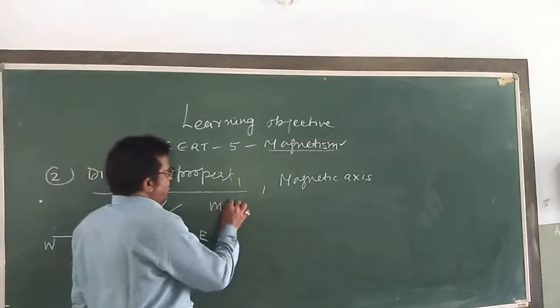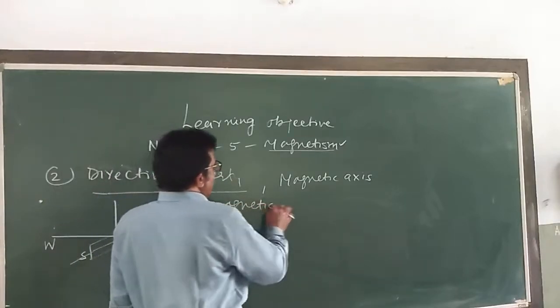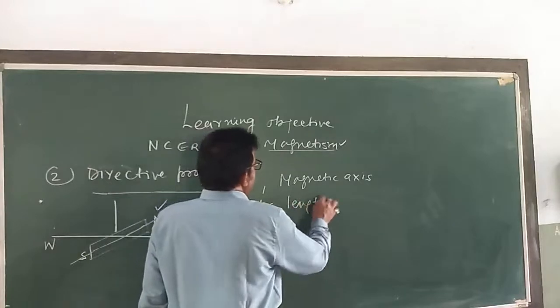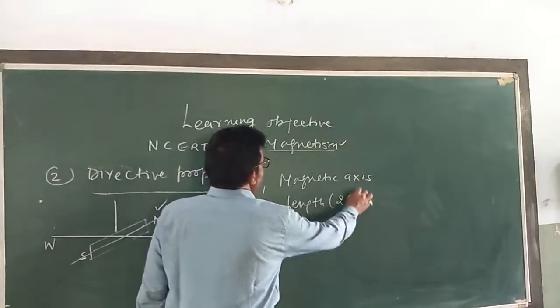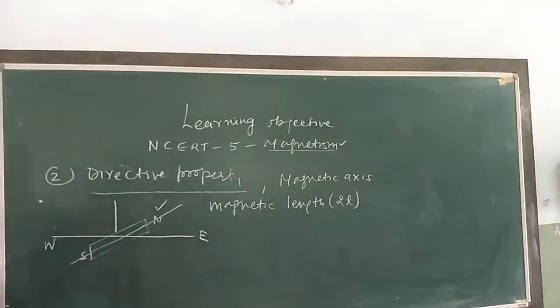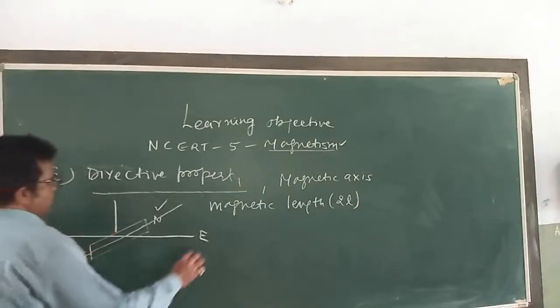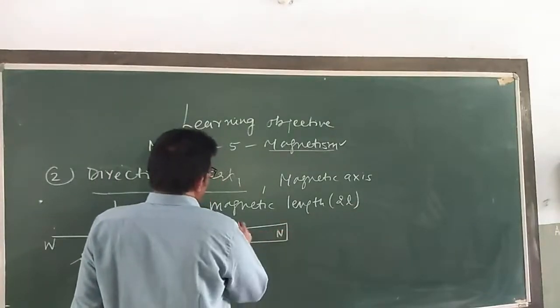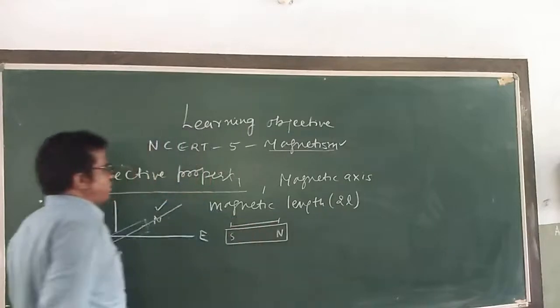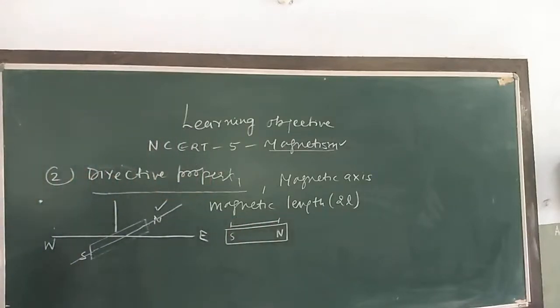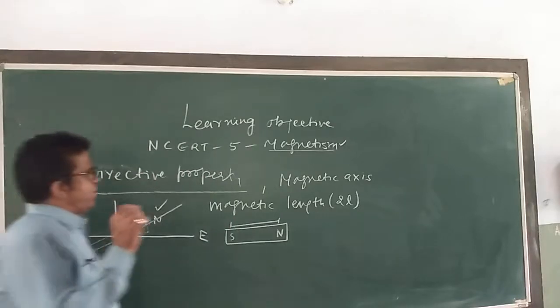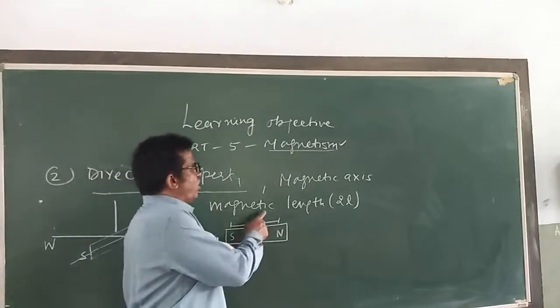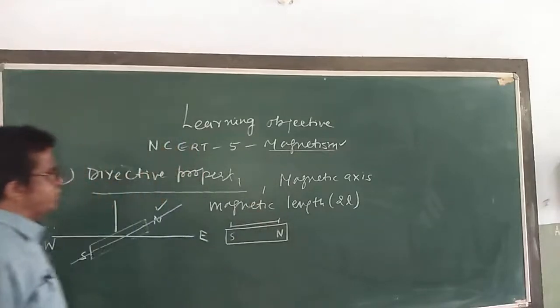The magnetic length is represented by 2L. So my dear children, the magnetic length is the distance between the two poles. Suppose this is the magnet. The distance between the two poles, north and south, along the axis of the magnet, is called the effective length or magnetic length, that is represented by 2L.